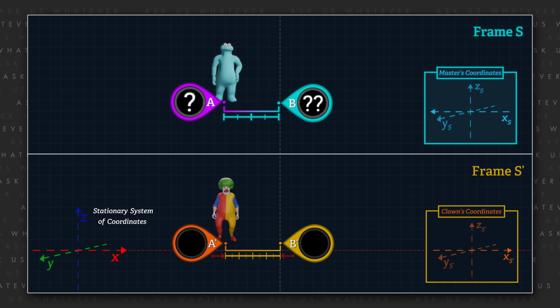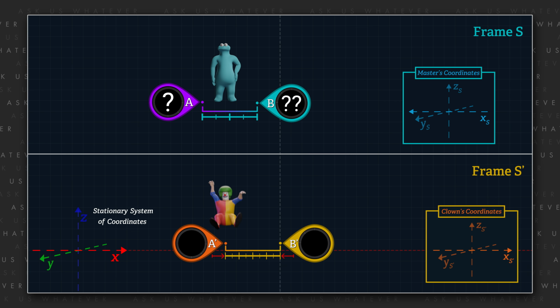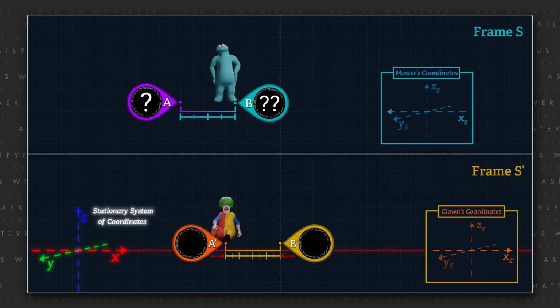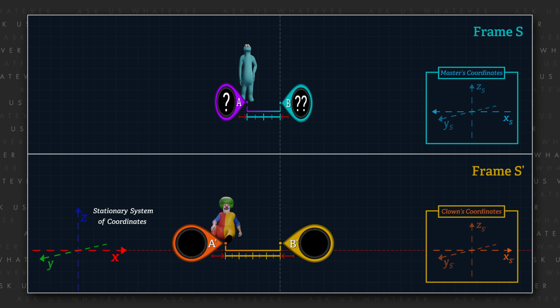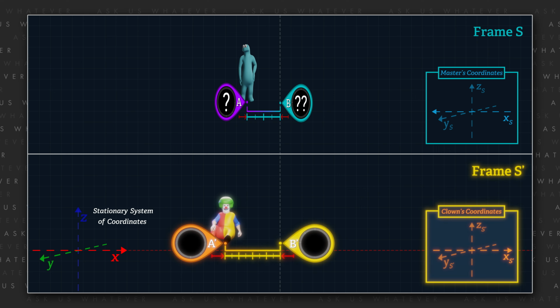There are even more problems with Lorentz symmetry in the real world. If frame S is now moving and frame S prime is now stationary with respect to the stationary system of coordinates, the lengths in frame S must now contract by a factor of gamma, and the lengths in frame S prime must now expand by a factor of gamma. Really? How and when did this happen?